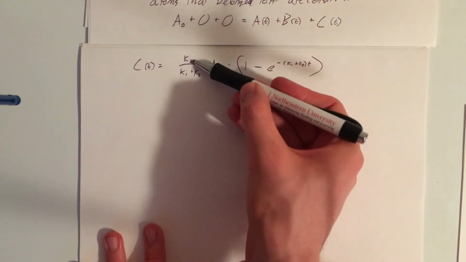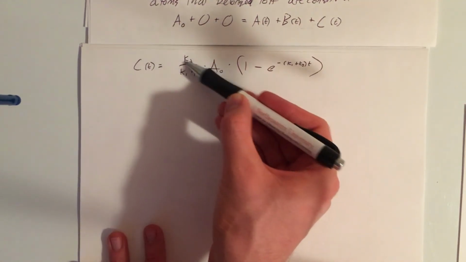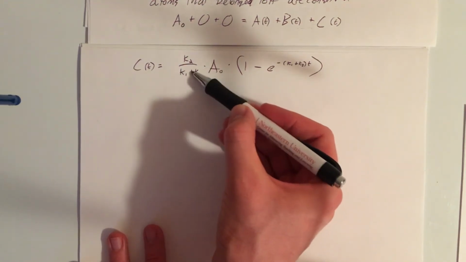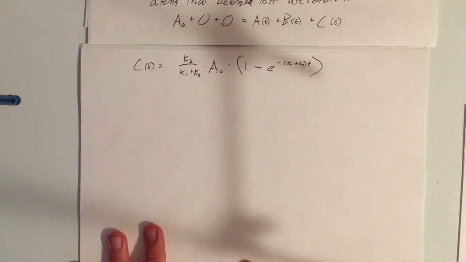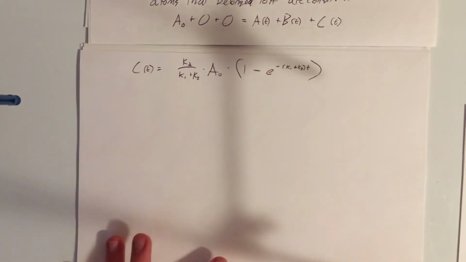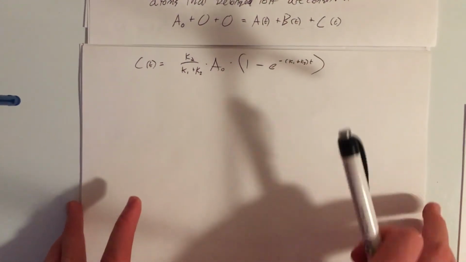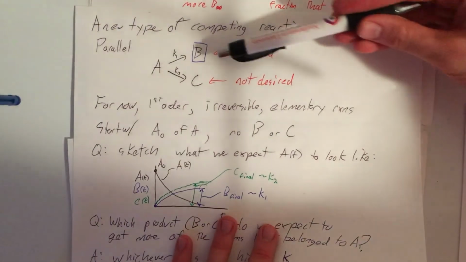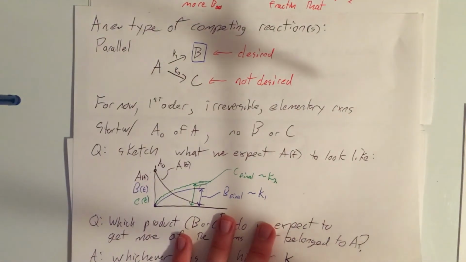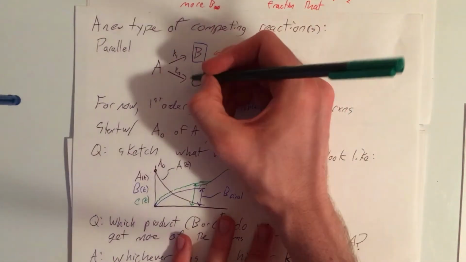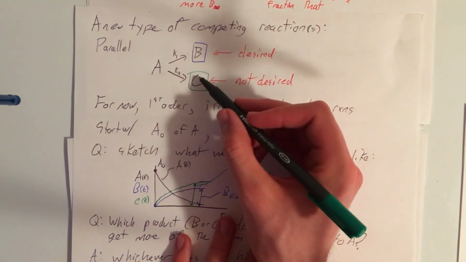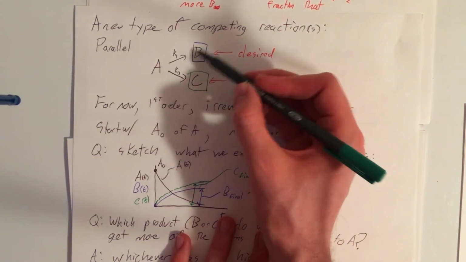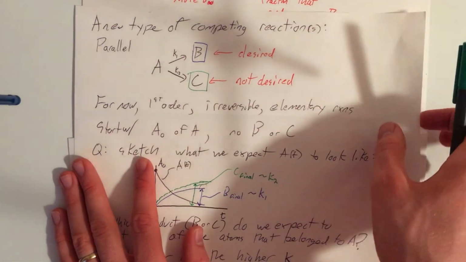Instead, in the numerator we have K2, with the idea that the amount of C produced is proportional to its rate in relation to the overall rate at which A was depleted. So how does getting B of T and C of T help us? Why do we even care about the production of B of T and C of T? Well, we recalled at the beginning that we might have a case where B is our desired product and C is our undesired product. So in that case, we might want to reduce C as much as possible while having a high amount of B.